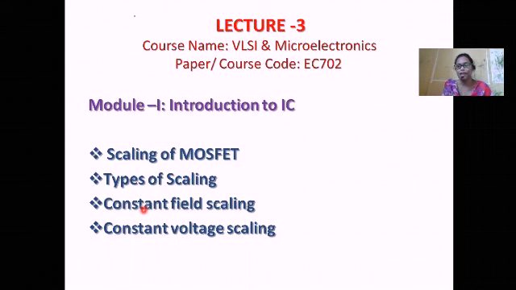Next is constant field scaling. In the constant field scaling, we will study about the different parameters that are being scaled and also the rate of the scaling. Next is the constant voltage scaling. In the constant voltage scaling, we will study about all the parameters that are being scaled, then which one remains constant and which parameters are varied. And next is why we are using the constant voltage scaling. So this was in short the lecture plan of this particular lecture number 3.